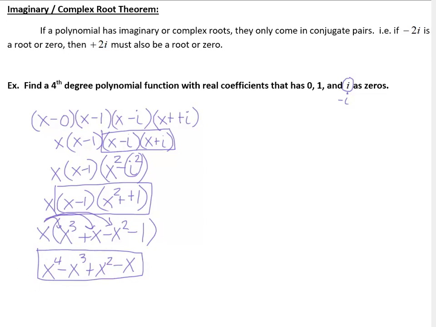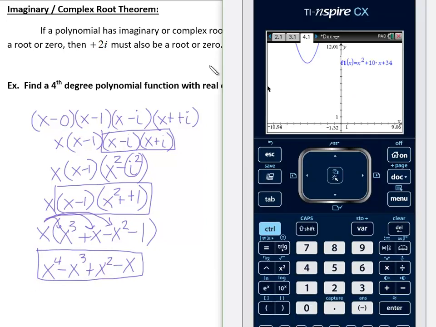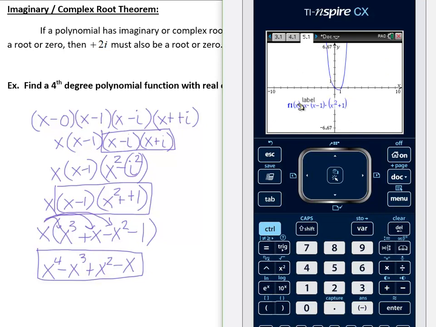that has those zeros. If we take a look at our graph of this guy, there it is, x times x minus 1 times x squared plus 1. It does cross the x-axis twice at 0 and 1 and just passes through, but that's it. My other two zeros are imaginary, so it does not cross a 3rd or 4th time.